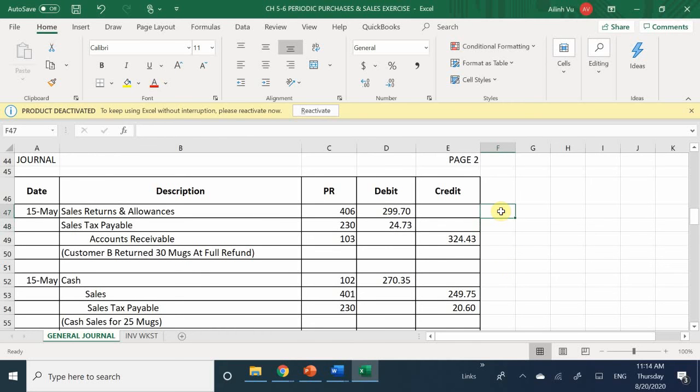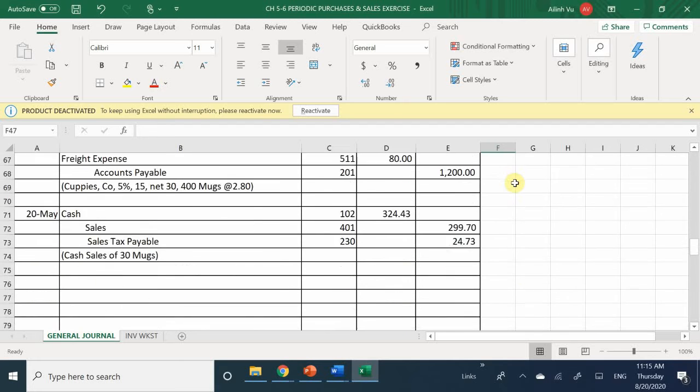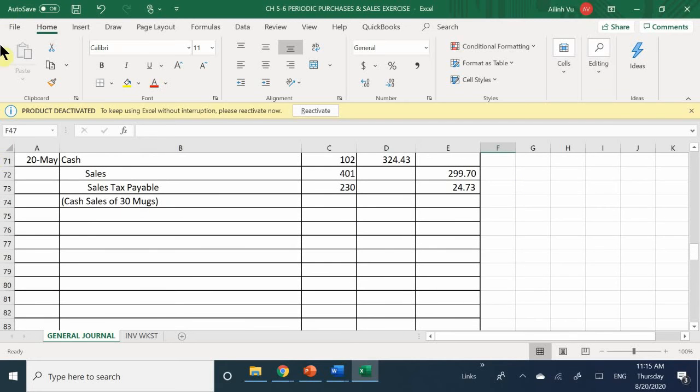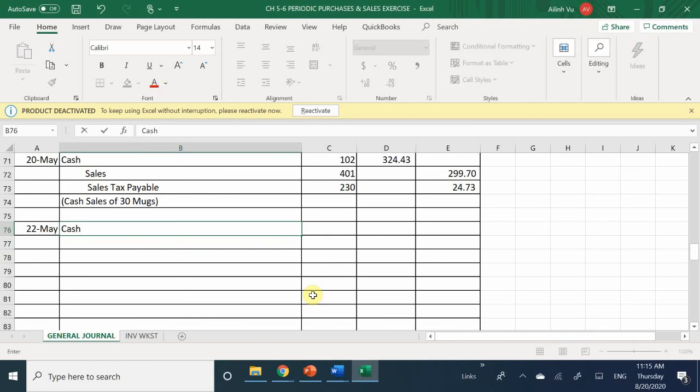The 299.70. 299.70 is the only thing that we can take the 10% off, right? So let's solve for that discount for 299.70. 29.97. So let's lay down our foundation. What accounts should we expect to see? Cash, for 522. So we're expecting to see cash, right? Because he paid us in cash.